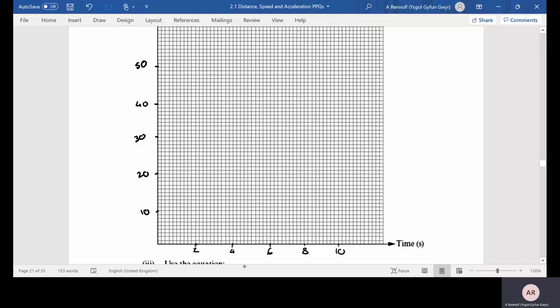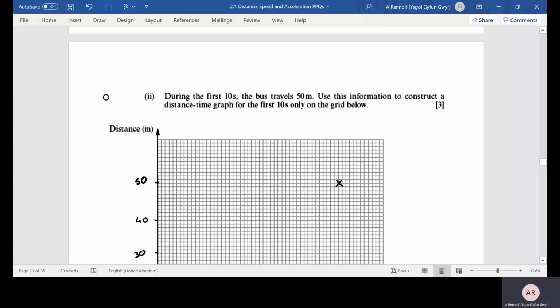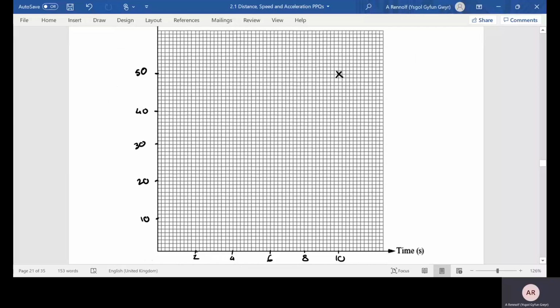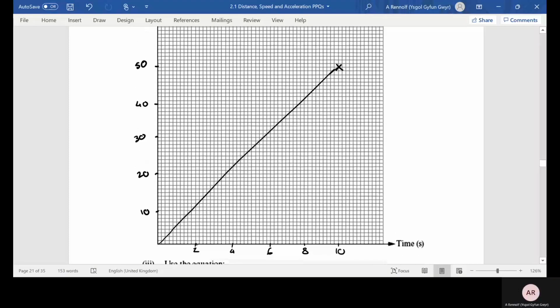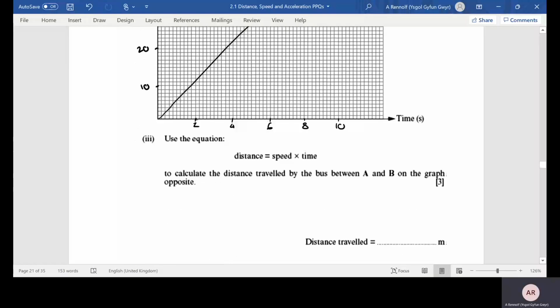And then we're going to have a point at 10, 50, which is the data that we've been given. Okay, bus travels 50 meters in the first 10 seconds. And we know that from the previous graph, between 0 and 10 seconds, we have a constant speed. On a distance time graph, that looks like a straight line going up. And that should meet the point there. Obviously, you would do that with a ruler. Okay, so that's the graph there.